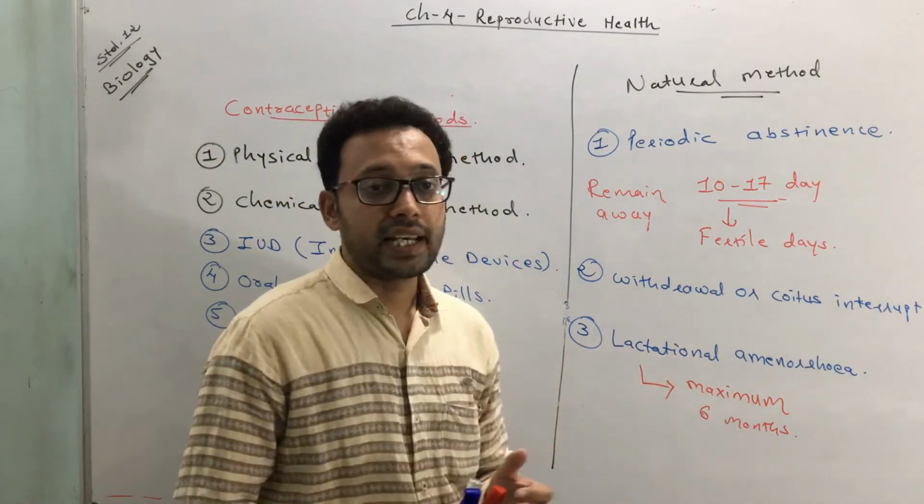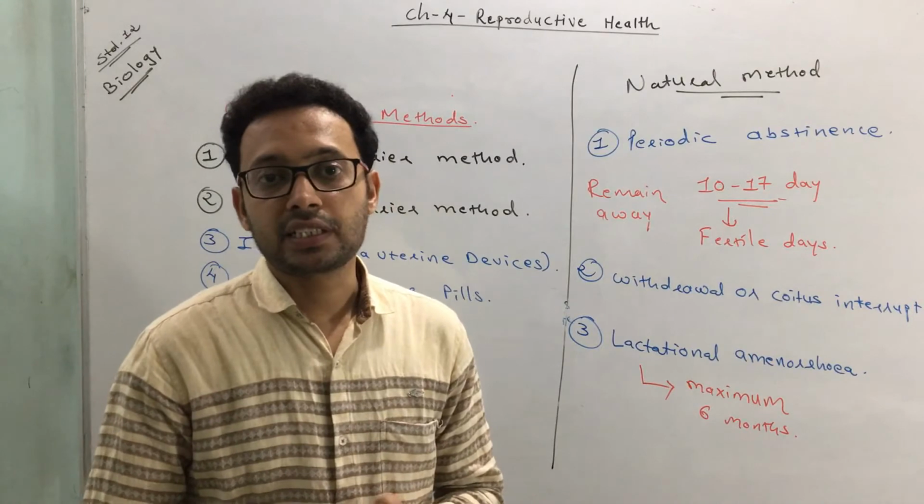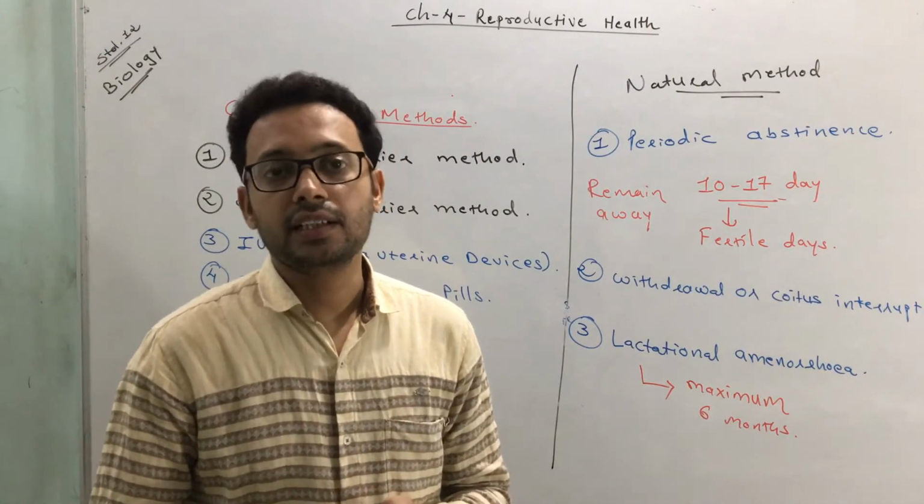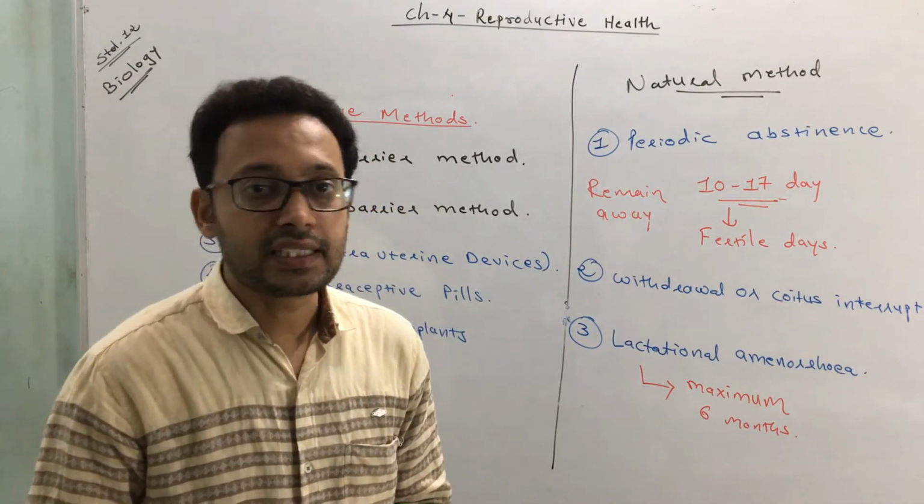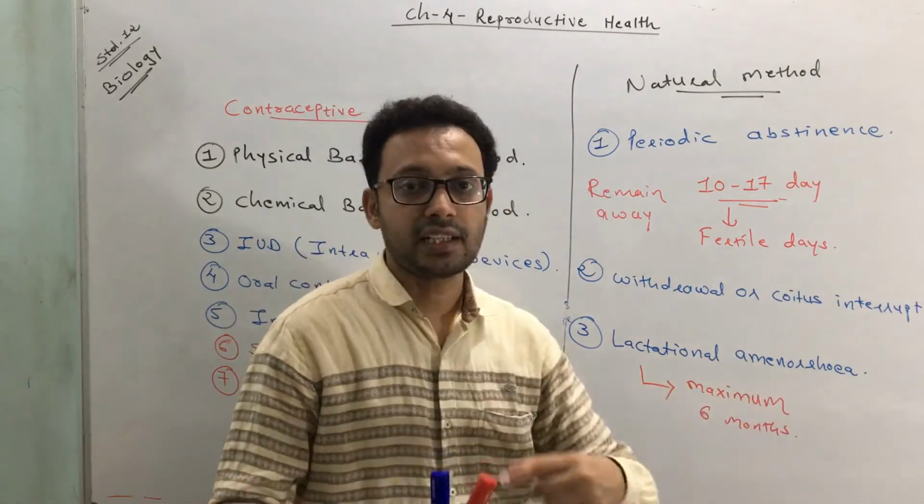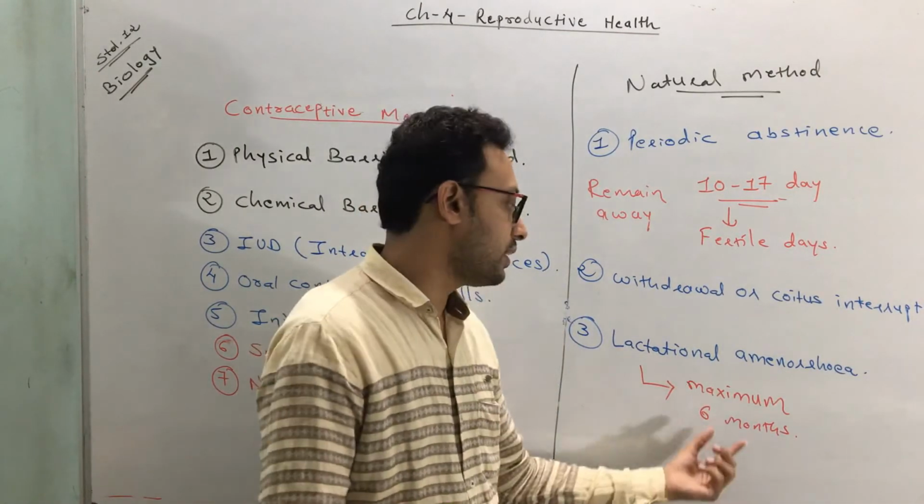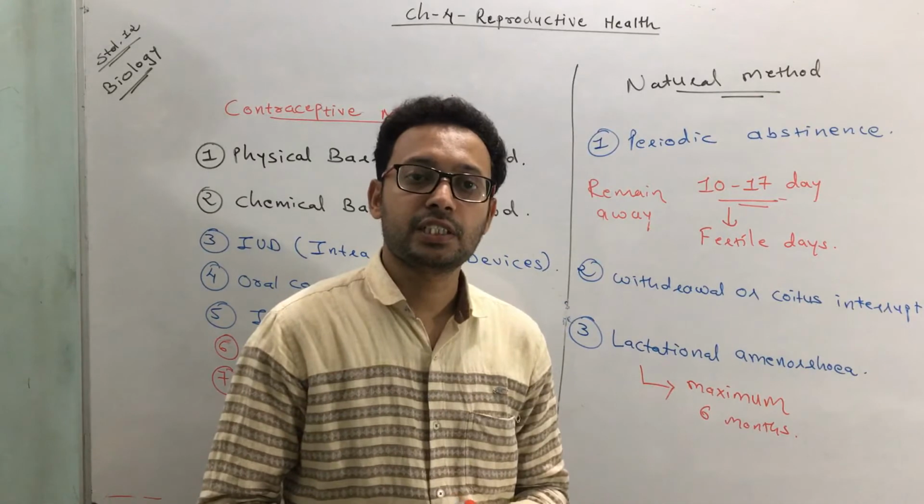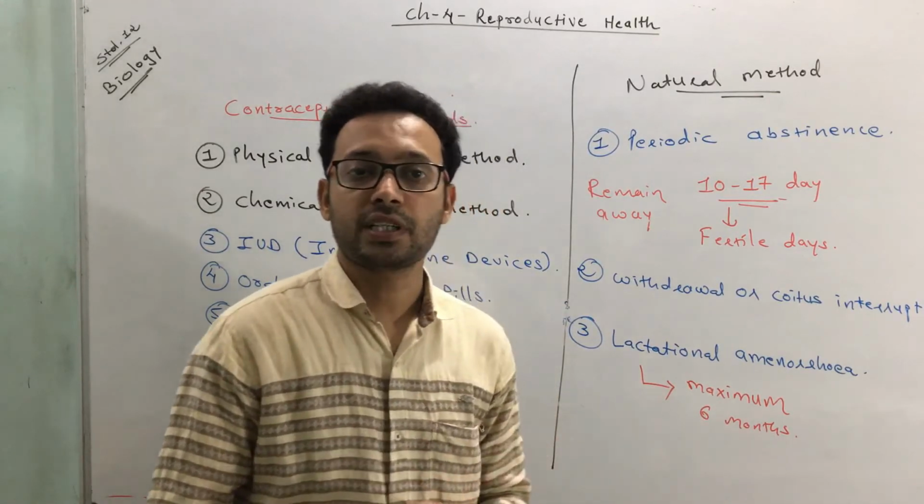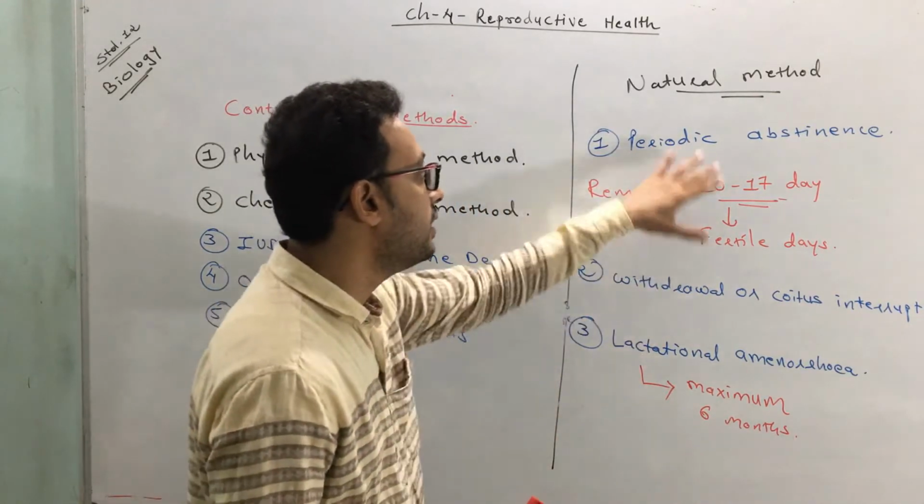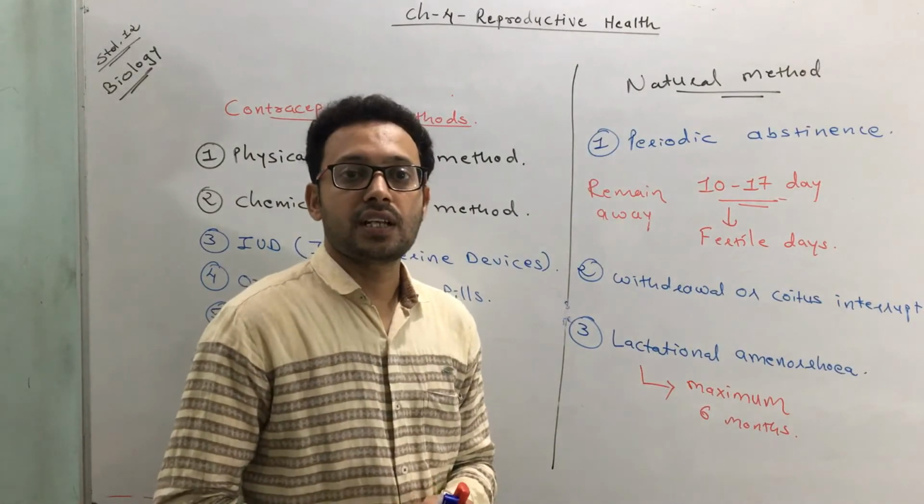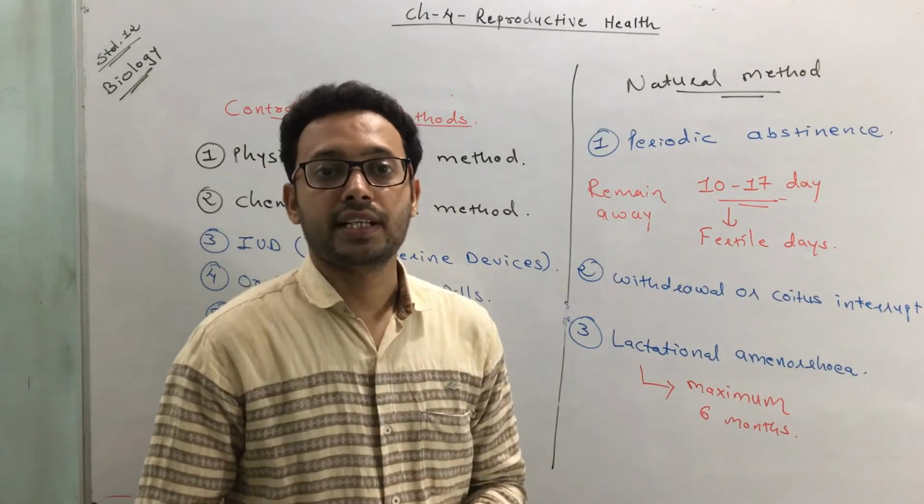Third, lactational amenorrhea, that means until the lady feeds her baby intensely, during that time the menstrual cycle does not start, and so that's why there are fewer chances of conception, and it can provide a maximum protection of up to 6 months. So these are the 3 methods. So these are the natural methods of contraception.